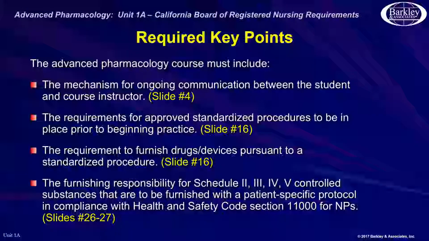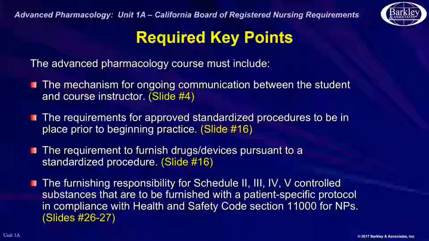First, let's look at some required key points. This course must include a mechanism for ongoing communication between the student and the course instructor. We'll look at that first as we look at slide 4. Then we have to look at requirements for approved standardized procedures to be in place before beginning practice. We have to look at the requirement to furnish drugs and devices pursuant to a standardized procedure, and we'll have to define what a standardized procedure is. We'll discuss standardized procedures on slide 16.